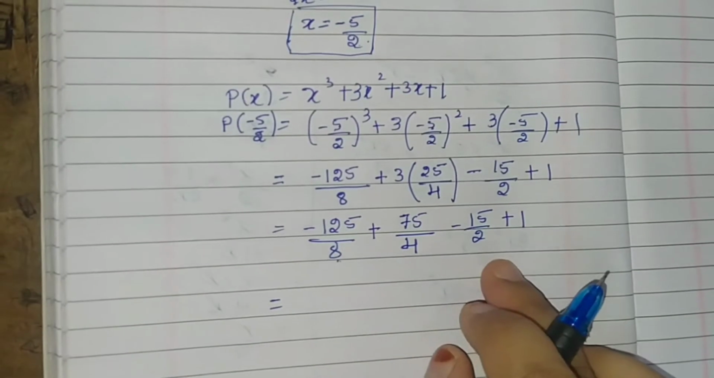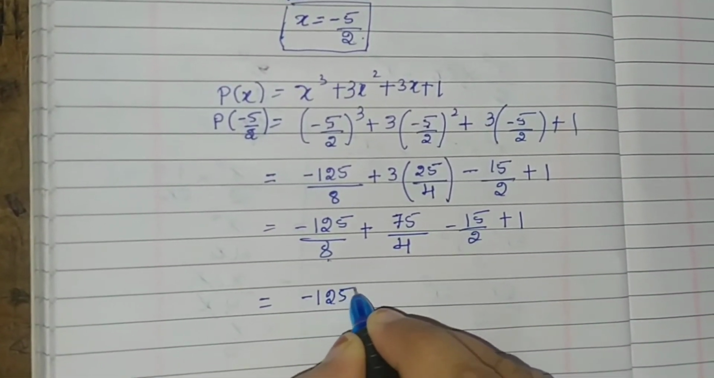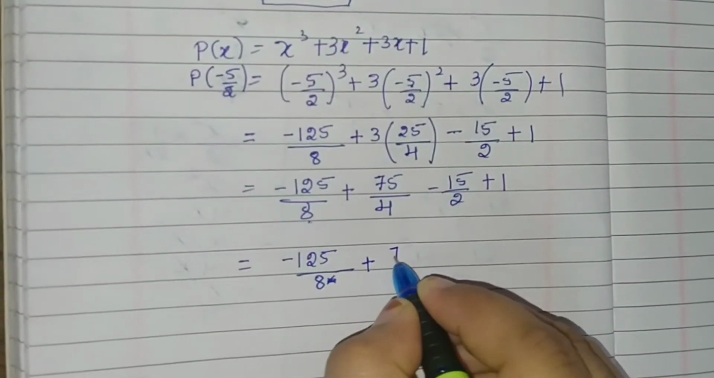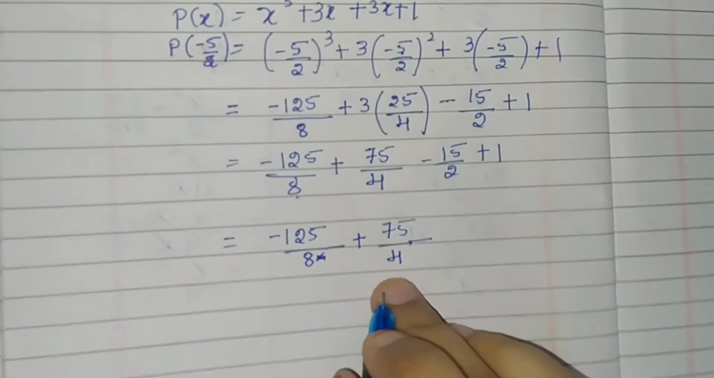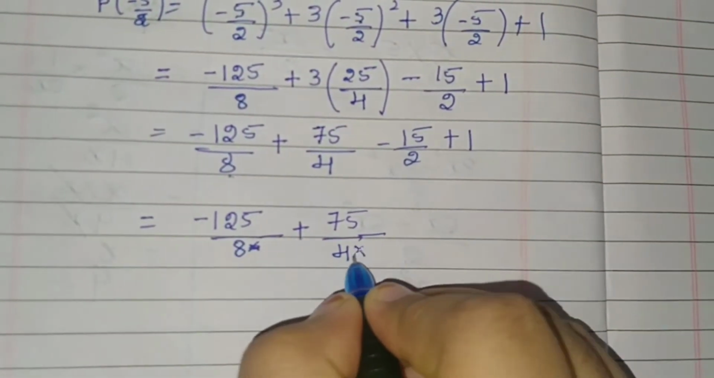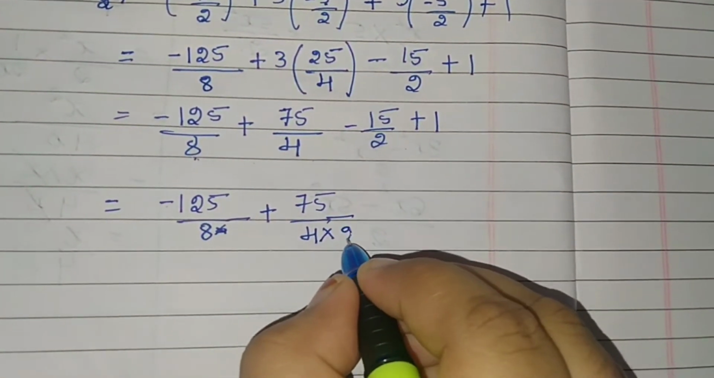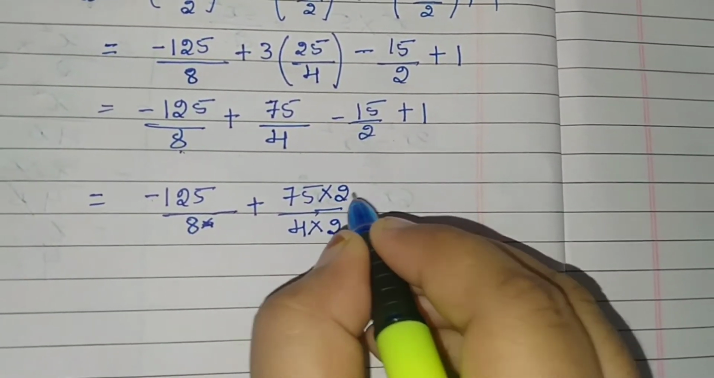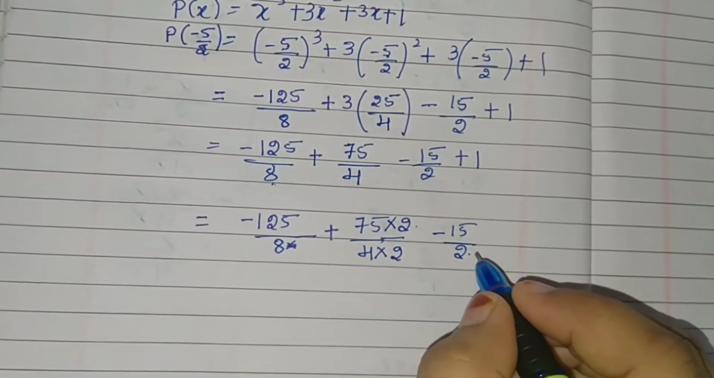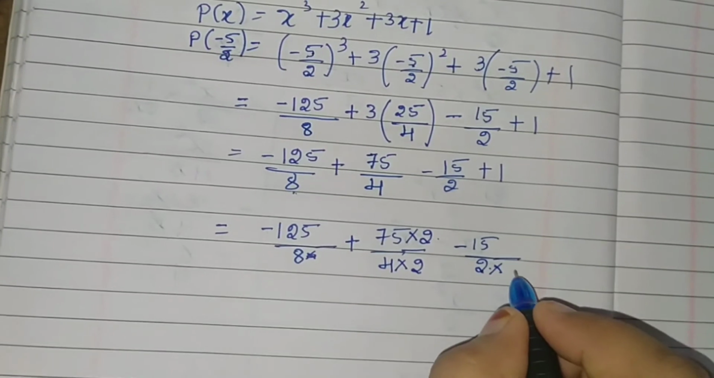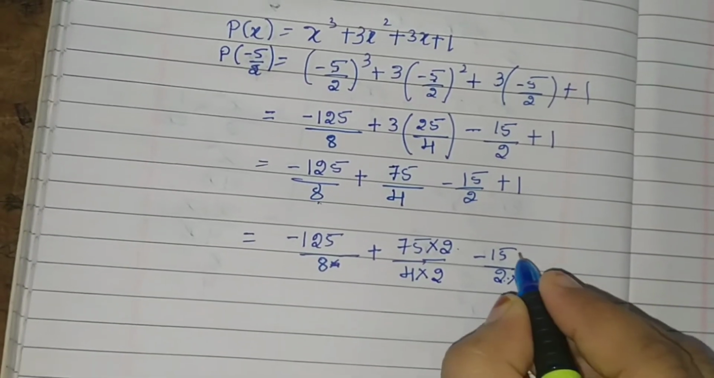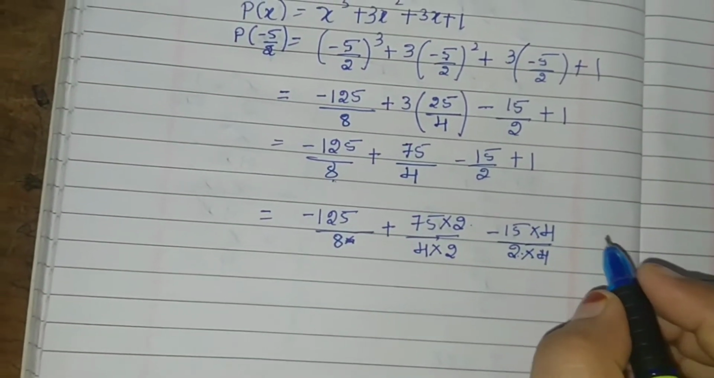The LCM of 8, 4 and 2. So for that, say 125 divided by 8. Here see, already it is 8, no need to change. 75 divided by 4. See here, if you multiply by which number, you are going to get 8 over here? If you multiply by 2, you are going to get 8. So the same number you have to multiply to the numerator also. Here 15 divided by 2 is there. So to which number you will multiply to get 8? 2 4s are 8. Okay. So the same number you have to multiply to the numerator.